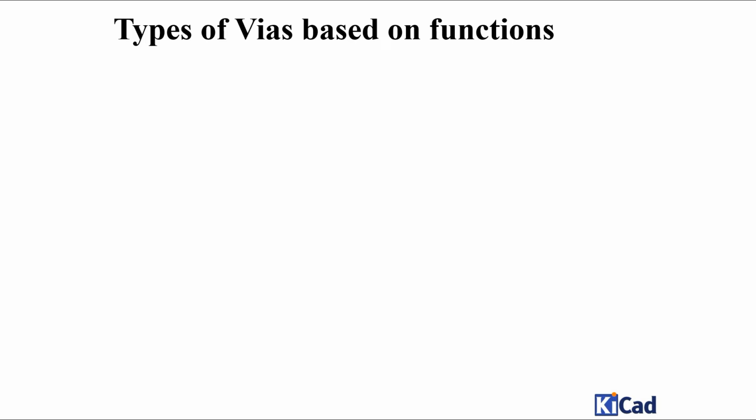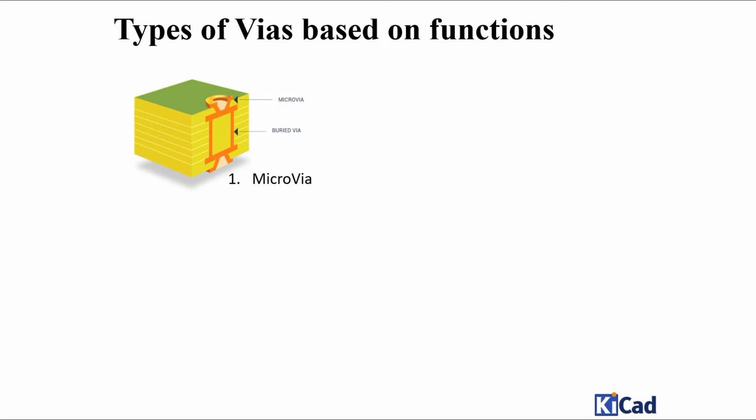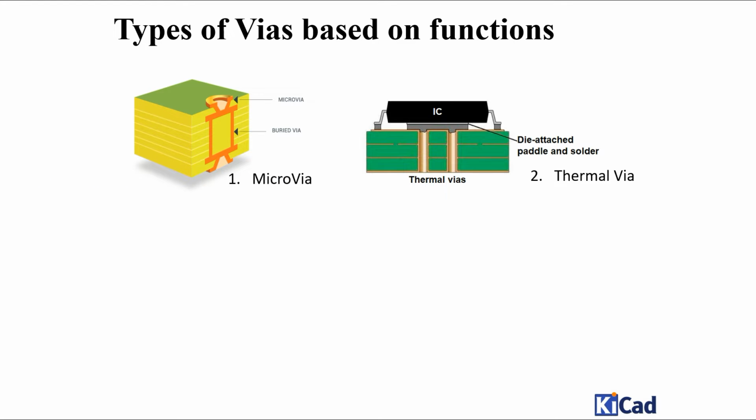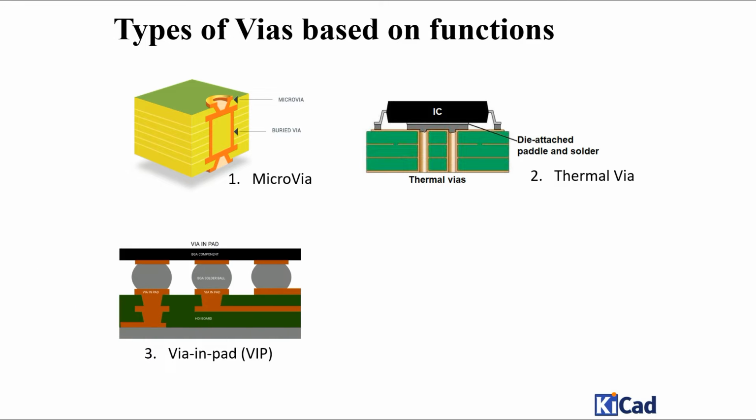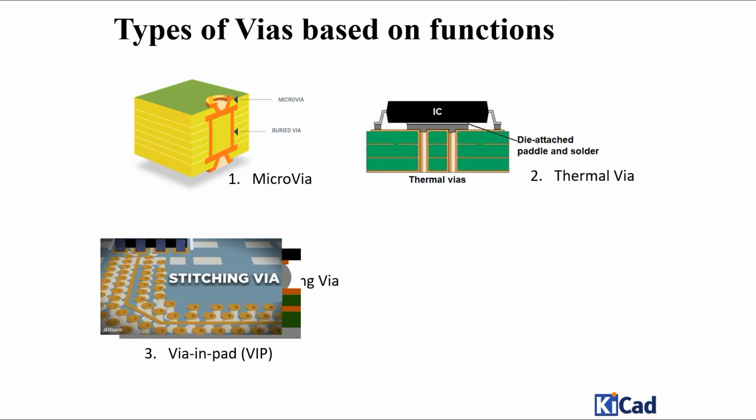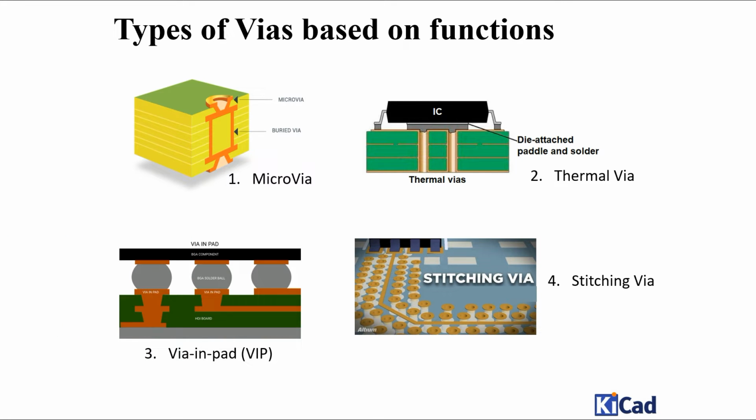Now we will discuss the vias based on function. The previous three types are based on the position in the stack up. Now we are going to discuss the via types based on the functions they perform in the PCB. The first one is the micro via. The second is the thermal via. The third one is via in pad. And the fourth is the stitching via. So now we are going to discuss these four types one by one.